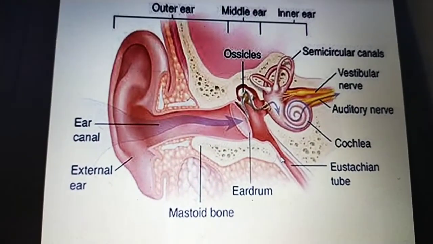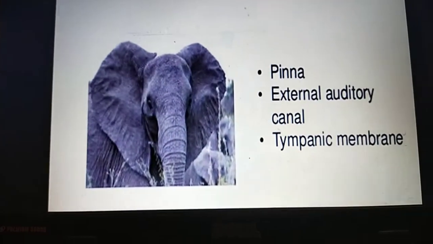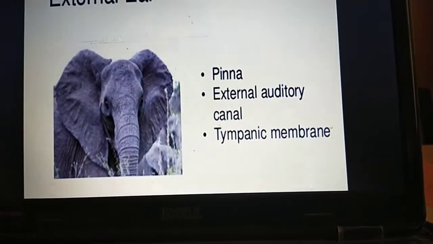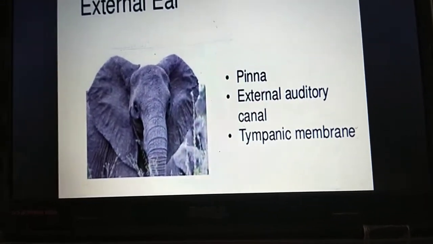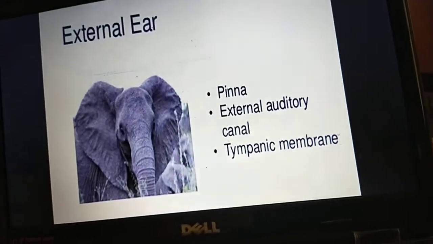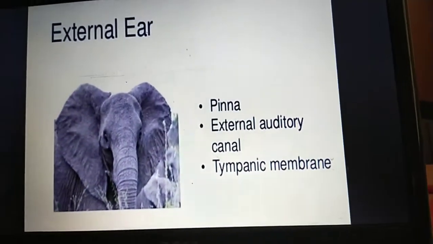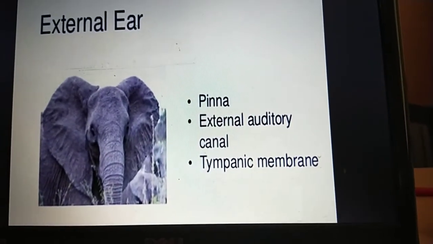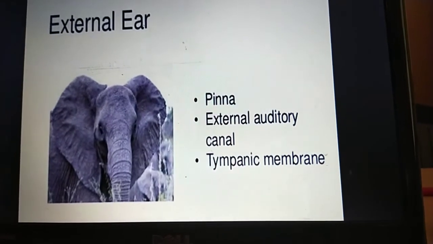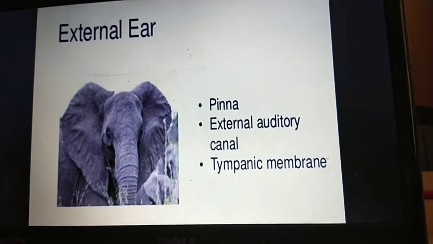We can go for the next slide. The external ear further divides into the pinna, external auditory canal and tympanic membrane. The tympanic membrane is also called the ear drum. The pinna is also called the auricle.